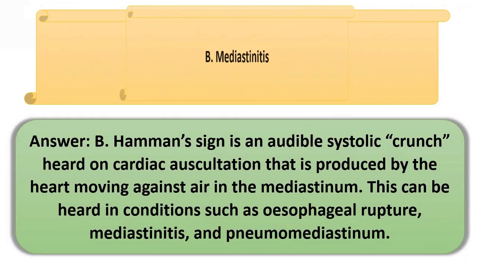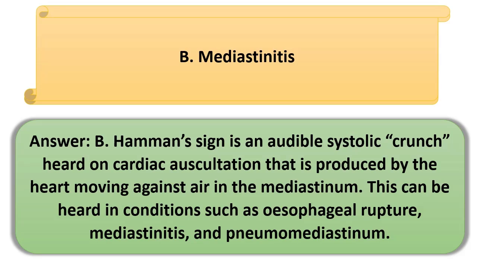Answer is B. Hammond's sign is an audible systolic crunch, heard on cardiac auscultation, that is produced by the heart moving against air in the mediastinum. This can be heard in conditions such as esophageal rupture, mediastinitis, and pneumomediastinum.